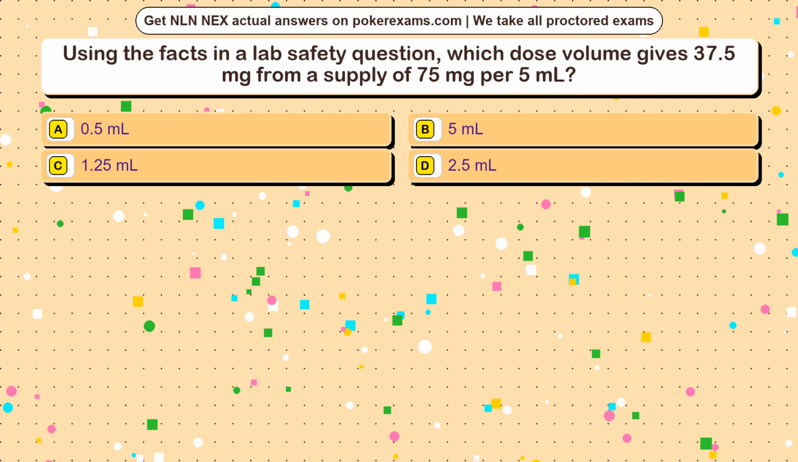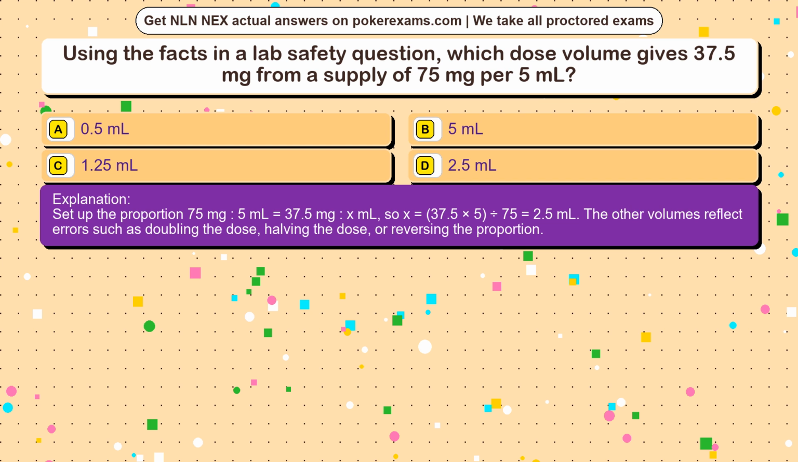The correct answer is option. Set up the proportion 75 mg over 5 ml equals 37.5 mg over x ml, so x equals 37.5 times 5, divided by 75, equals 2.5 ml. The other volumes reflect errors such as doubling the dose, halving the dose, or reversing the proportion.